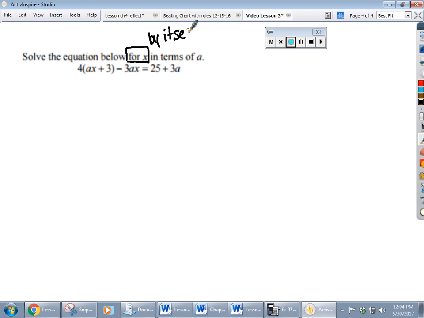So, beginning my problem here, I see parentheses. The first thing I want to do is eliminate those parentheses using distribution. So I'm multiplying that 4 to all of the terms inside the parentheses. 4 times ax is simply just going to give me 4ax. 4 times plus 3 will give me 12. And then I'm rewriting everything else that I did not touch.